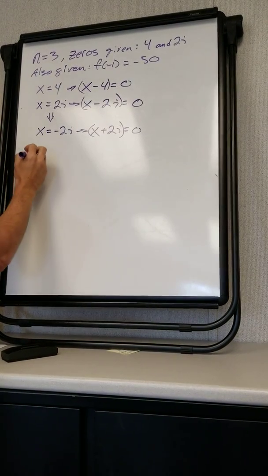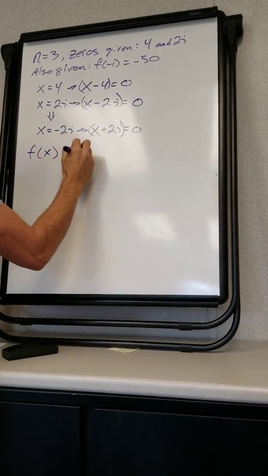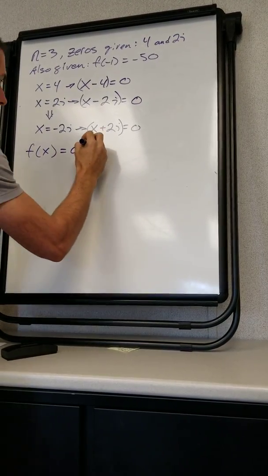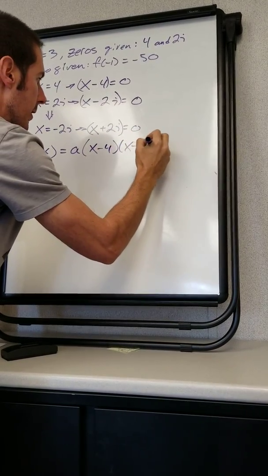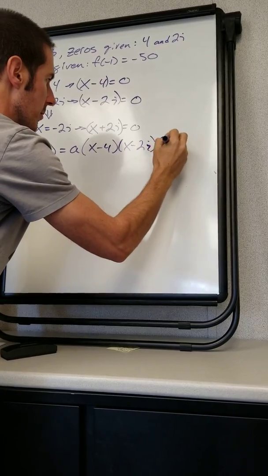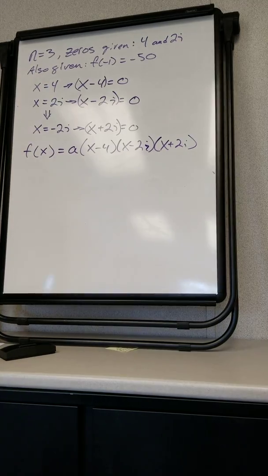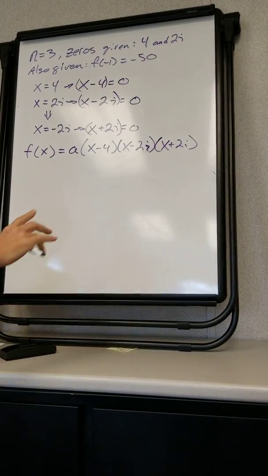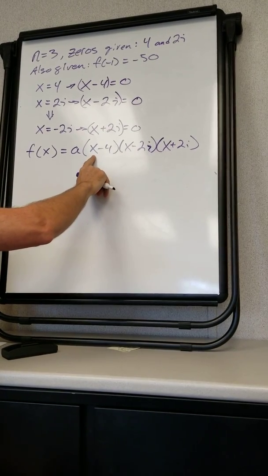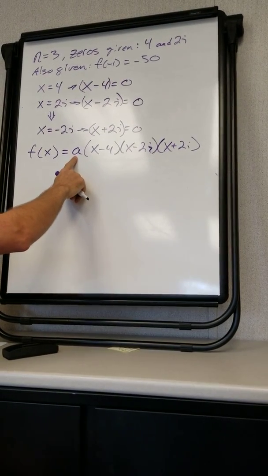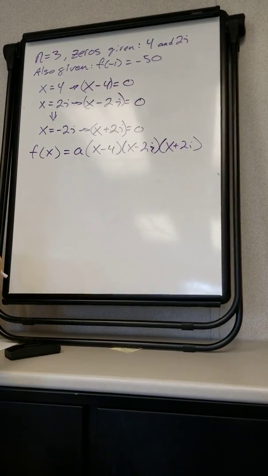So let's see what that looks like. We'll call it f of x is equal to lowercase a, I'll comment on that in a moment, times x minus 4 times x minus 2i times x plus 2i. This a value, we have to take into account the possibility that after we FOIL all of this out and we get x to the first, second, third power, third degree polynomial, that there could be a leading coefficient other than 1. So this a value gives the opportunity for that to happen.